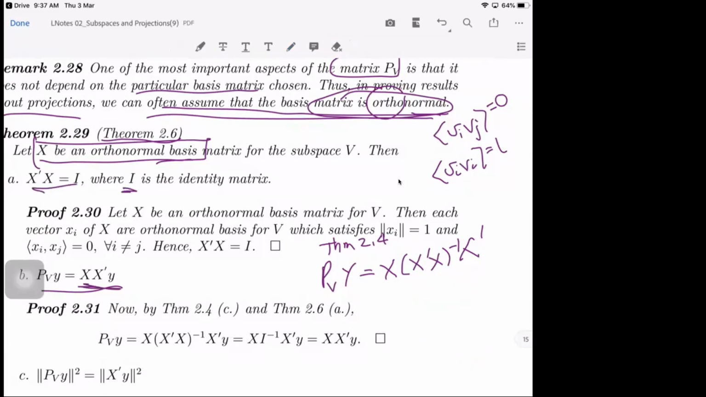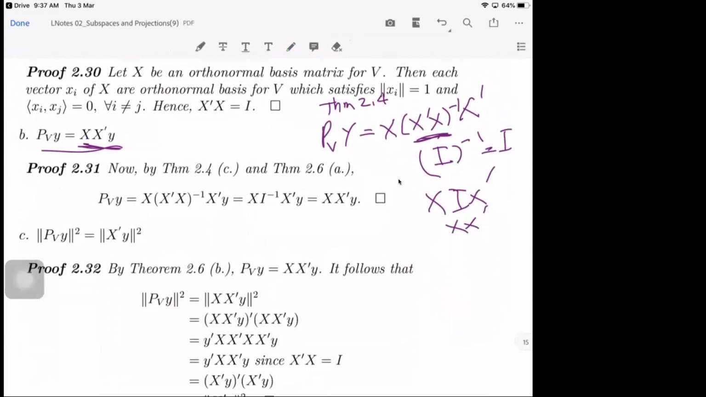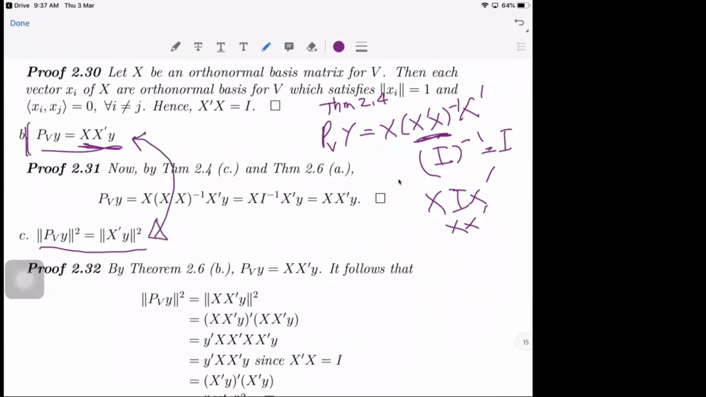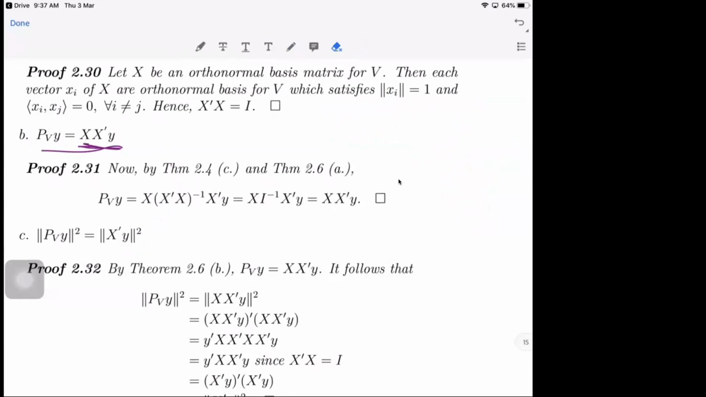And the next result, if you have an orthonormal basis, is that the square norm of the projection of Y onto V is just equal to the square norm of X prime Y. So look at the difference of that, no? Okay, so let's check. That is on the condition that X is an orthonormal basis matrix. Okay, so let's start with the first one.